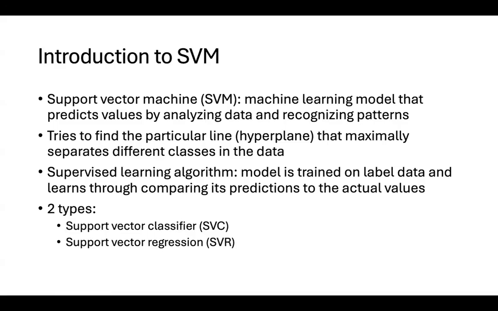Let's cover a brief introduction to support vector machine, which is a machine learning model that predicts values by analyzing data and recognizing patterns. It tries to find the particular line, called a hyperplane, that maximally separates different classes within the data. It is a supervised learning algorithm, meaning that the model is trained on labeled data and learns through comparing its predictions to the actual values. There are two types of support vector machine: support vector classifier, or SVC, and support vector regression, or SVR, which is what we are covering in this tutorial.